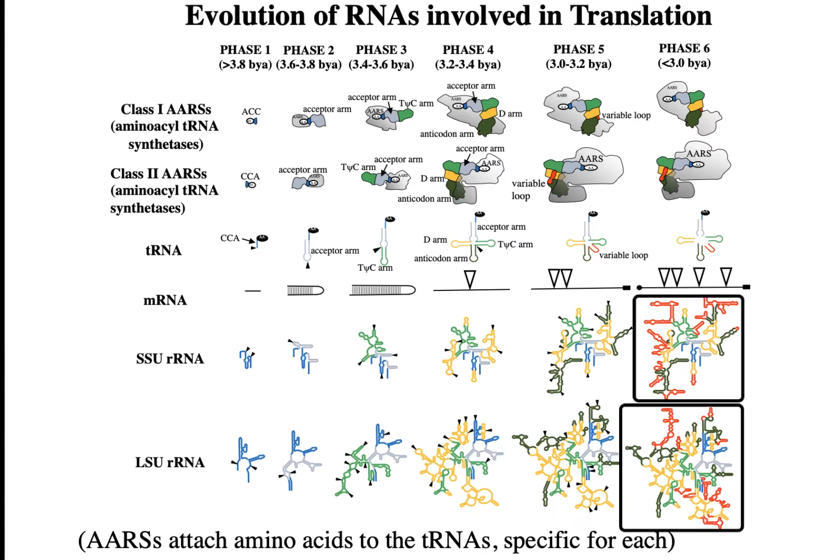So all of the other forms, the additions that happened after about 3.2 billion years ago, tended to make them more efficient and more discriminating as to when and where they would translate those mRNAs into proteins.